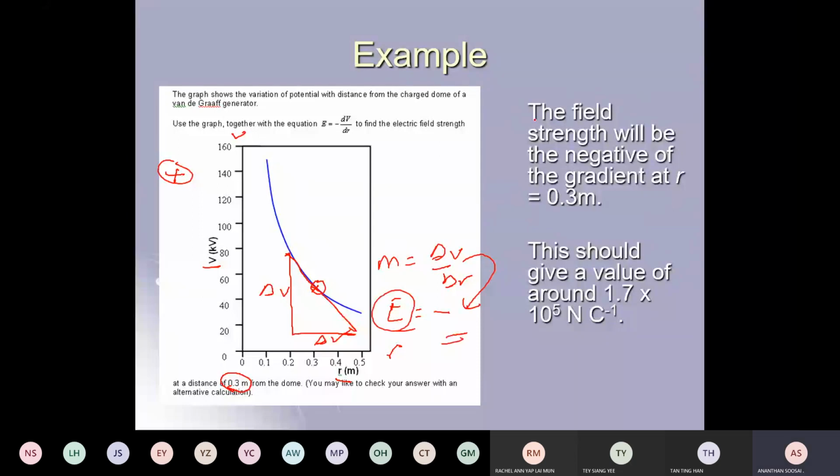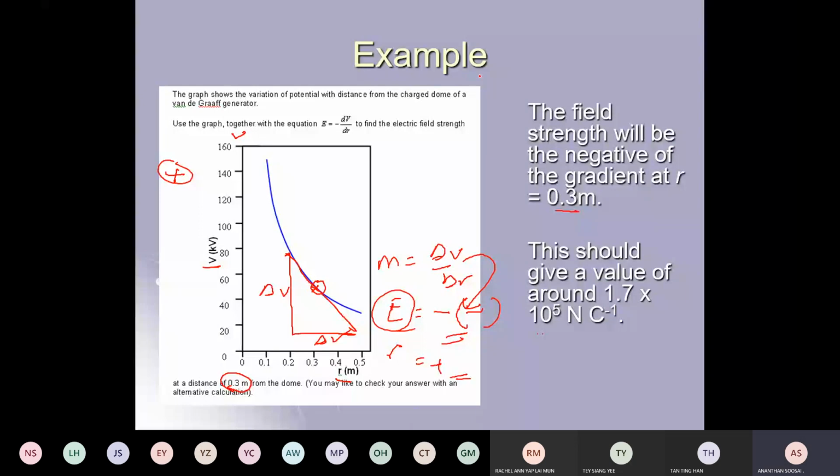So according to here, the field strength will be the negative of the gradient at 0.3. This should be the value of 1.7 times 10 to the power 5. So you give a positive answer, because the gradient itself looks negative. So negative becomes a positive answer finally. Okay. Any questions? Okay.